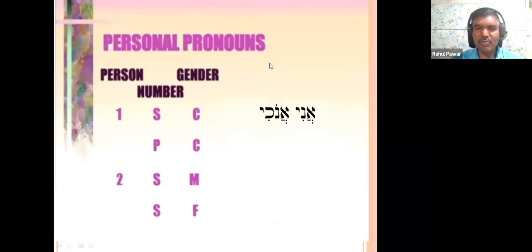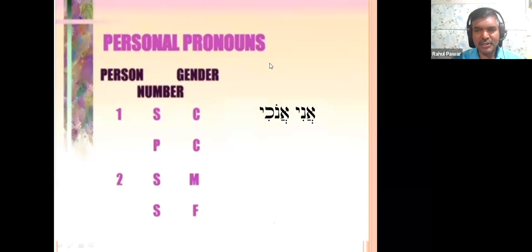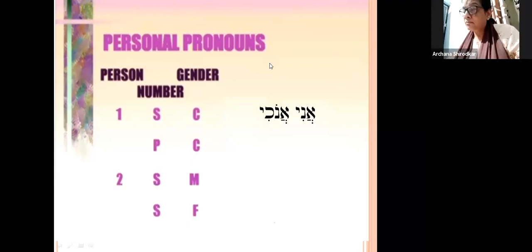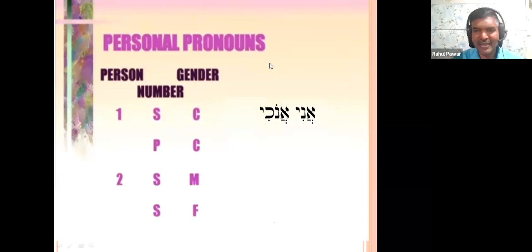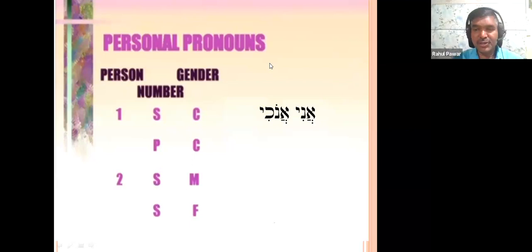So this personal pronoun and its pronominal suffixes, that is the last ending, hireq yod, is very important. That's why I'm insisting you learn this personal pronoun chart by heart, because most of the time you will see pronominal suffixes, that means that vowel ending, on nouns and on verbs also. Most of the time, on verbs also, these pronominal suffixes are used.